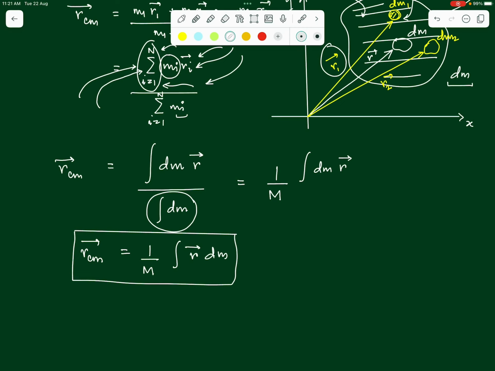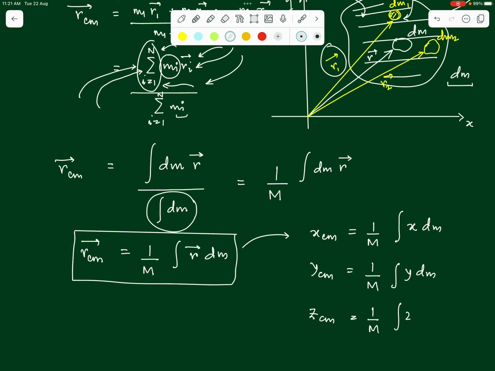Now once again, see that this expression can be expressed in 3 components. We can write this as x_cm is equal to 1 by M integral of x dm, y_cm is equal to 1 by M integral of y dm, and z_cm is equal to 1 by capital M integral of z dm. These are important relations.